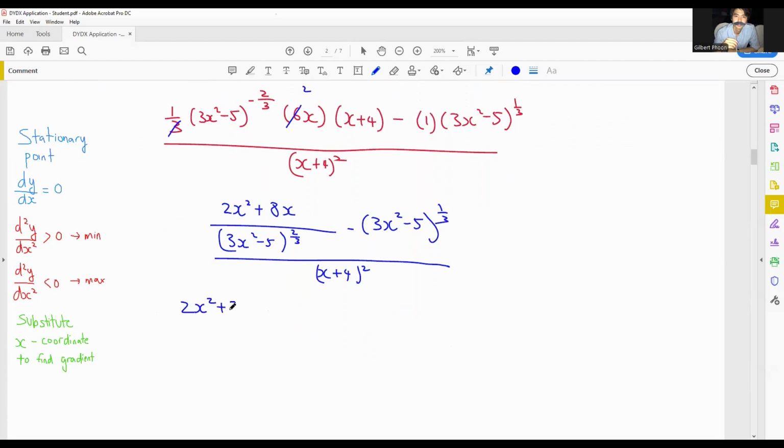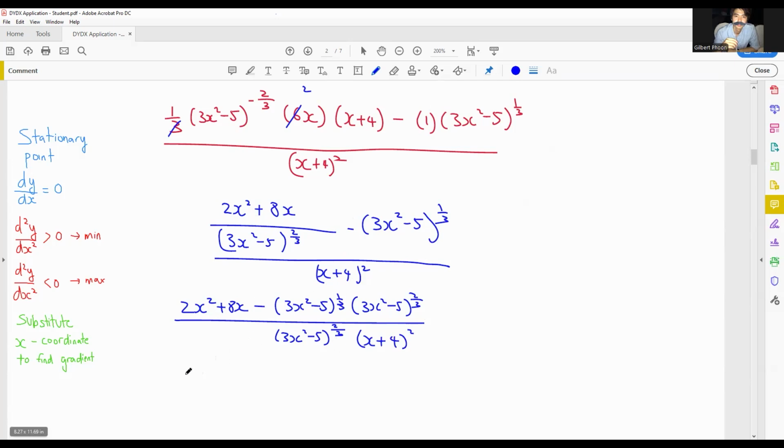2x squared plus 8x minus this times this: (3x squared minus 5) to the power of 1 over 3 times (3x squared minus 5) to the power of 2 over 3, over the whole thing, which is (3x squared minus 5) to the power of 2 over 3. Now, this value dividing this value would just mean that they would actually be the same denominator together. Okay.